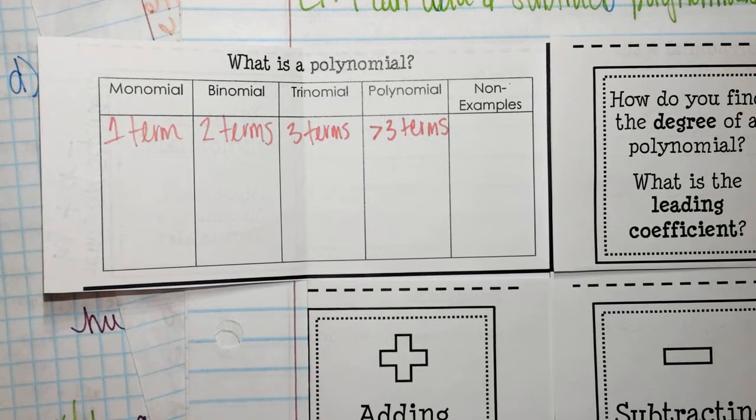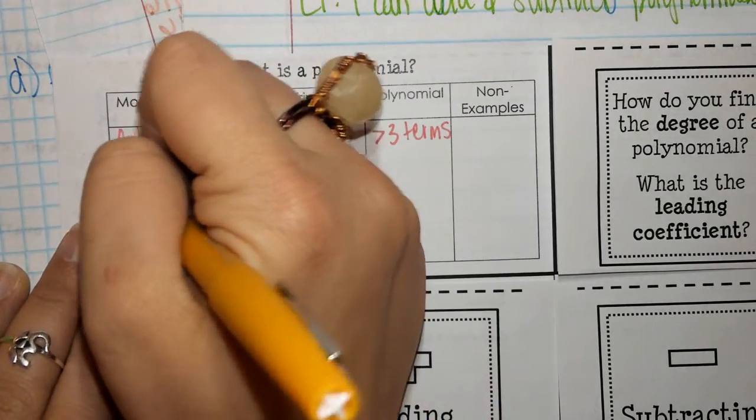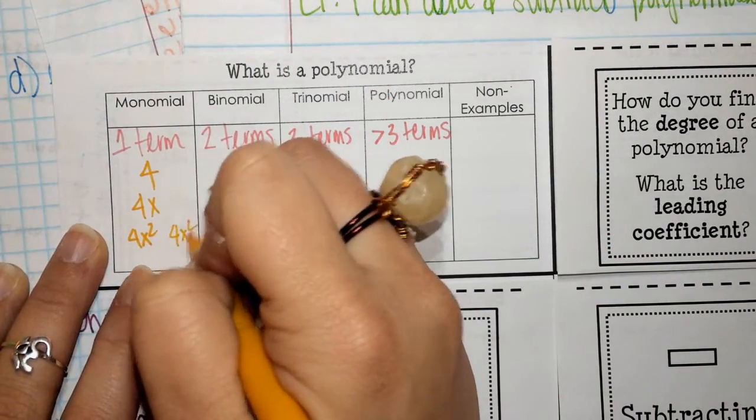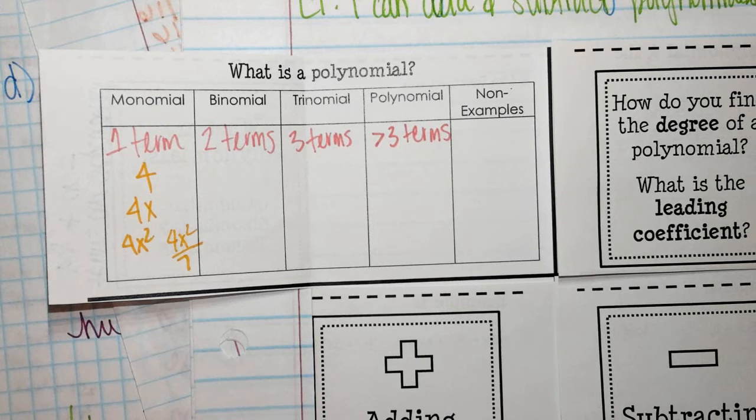So our first example is a monomial. A monomial could be 4. It could be 4x. It could be 4x squared. It could be 4x squared divided by 7. Those are all examples of a monomial. Does everyone understand? Are we sure?